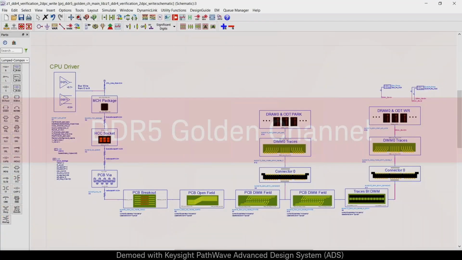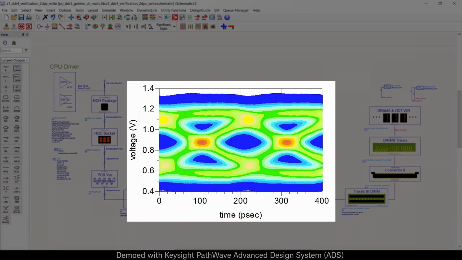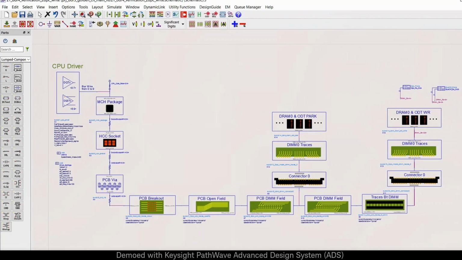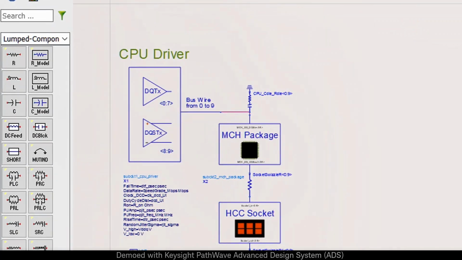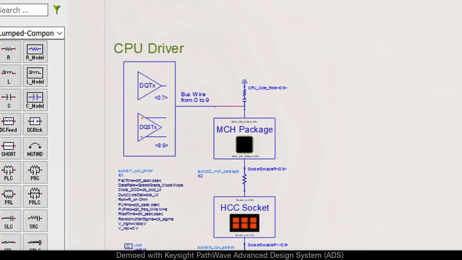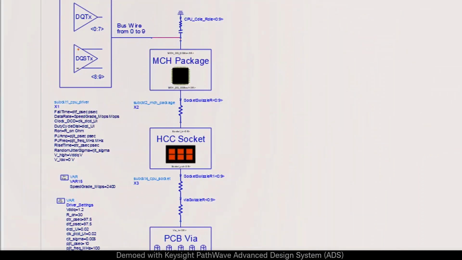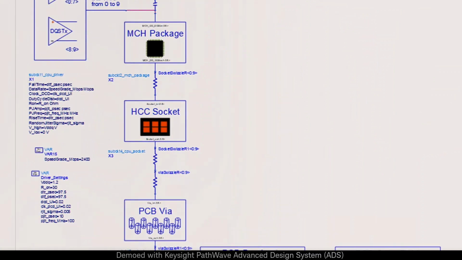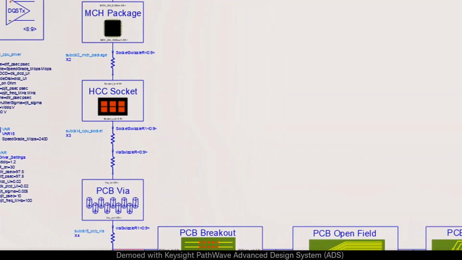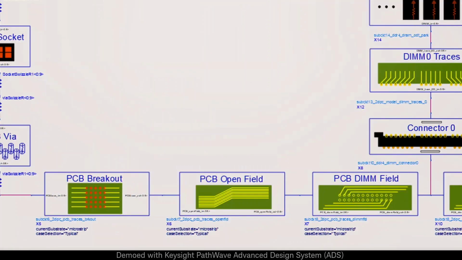Here is a golden channel. Without EQ on the receiver side, the eye is closed. And after we turn on the correct DFE settings, the eye will be open. First, what we can look at is the TX settings, where we can configure the emphasis, pre-emphasis, and the data rate. Then we come to the models and Touchstone files for the package, socket, and via.